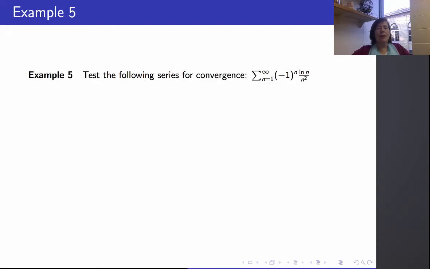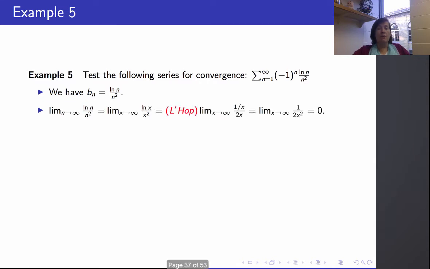Okay, let's try our alternating series test on the sum from n = 1 to infinity of (-1)^n times the natural log of n over n squared. Here the positive part of each term is given by b_n = ln(n)/n². And first of all, we'd like to check the limit as n goes to infinity of that positive part.